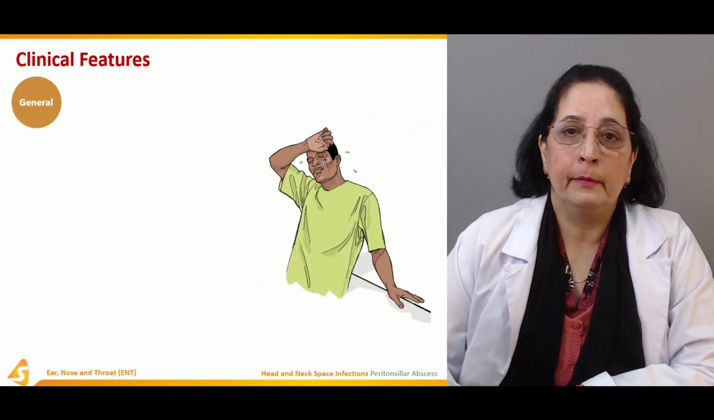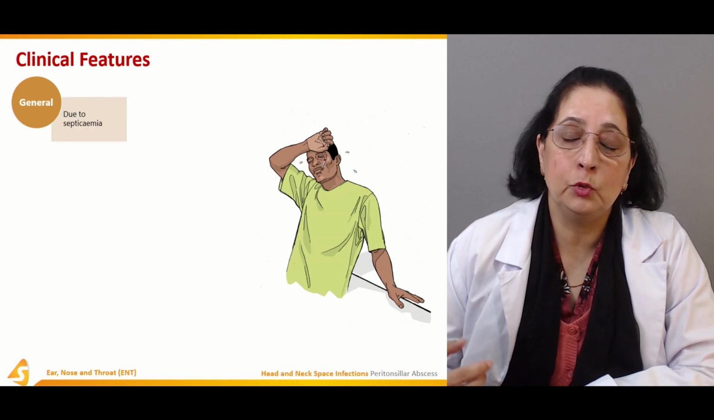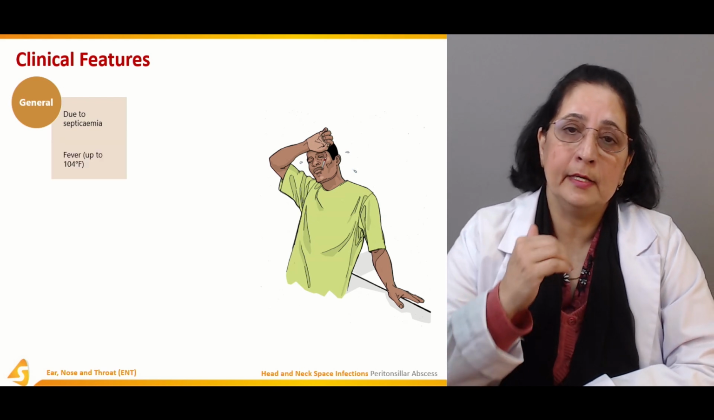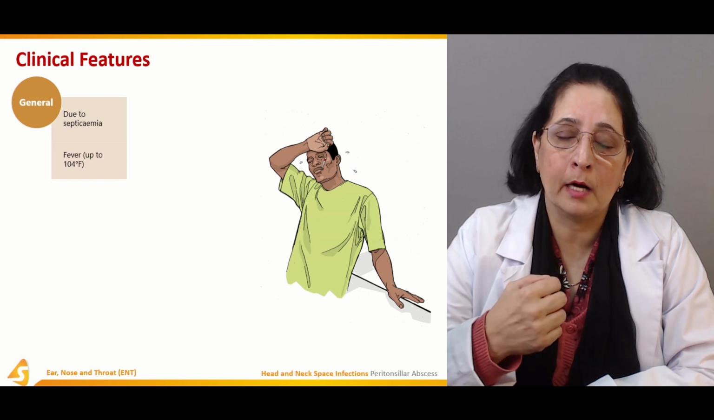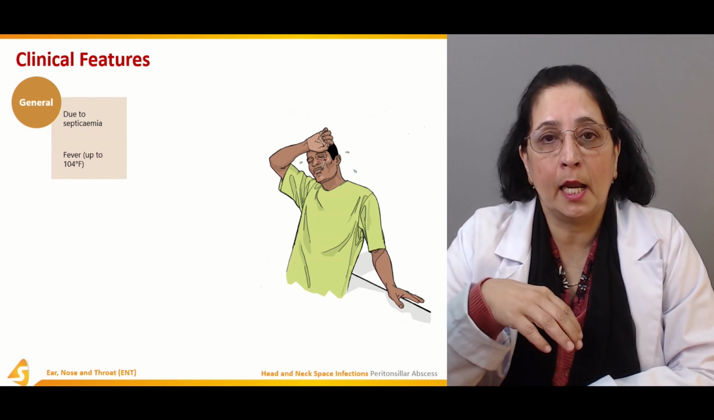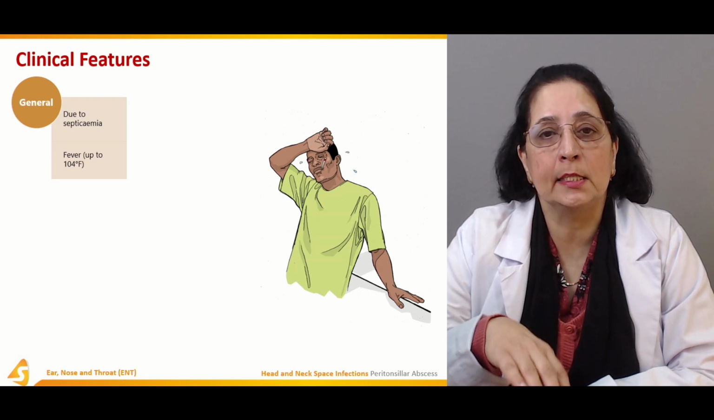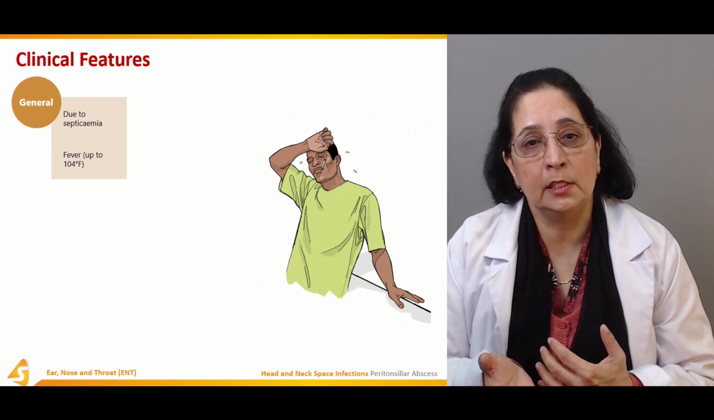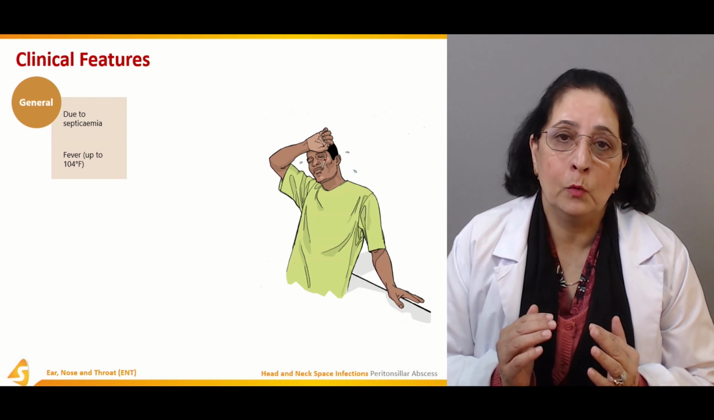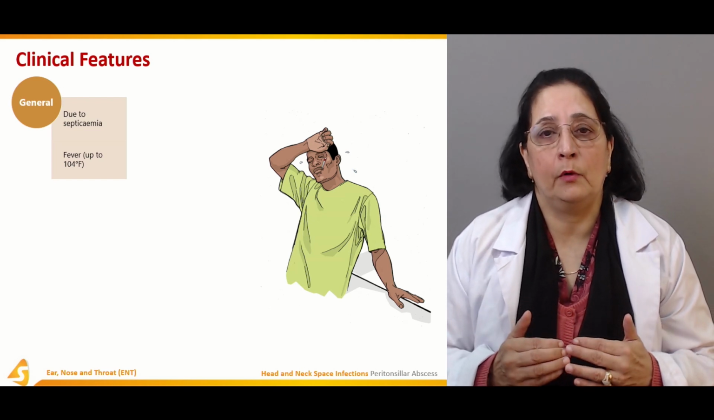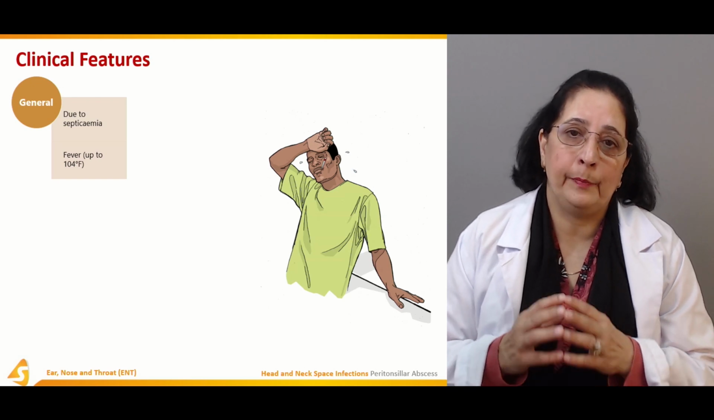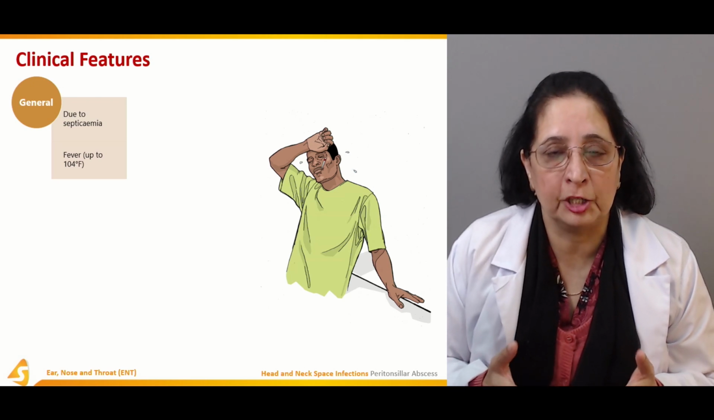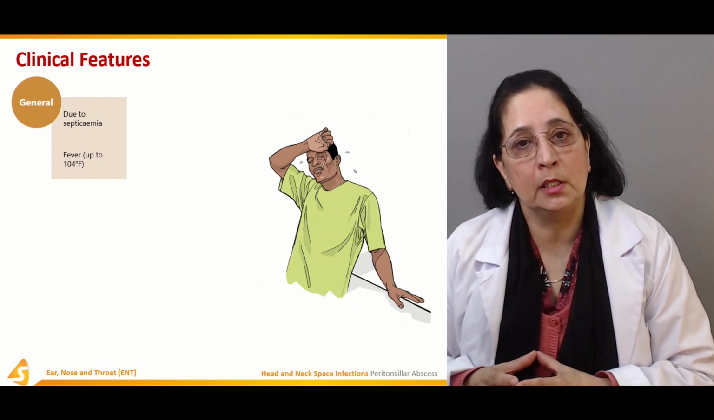Clinical features might include general features which are due to infection or septicemia. There is fever. Whenever there is infection, a marked feature or sign of the infection is the presence of fever. If a patient presents with fever of unknown origin, most likely there is infection somewhere in the body, and we need to find out the source or place of that infection, because fever is mostly associated with infections, or we can say infections are associated with fever.